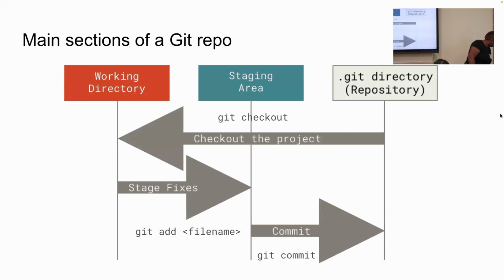The main sections of a Git repository consist of these three areas. When you're working on your code, you're in the working directory, and you're making changes. Then you can move your files to the staging area, which is when you know you're ready to commit it.